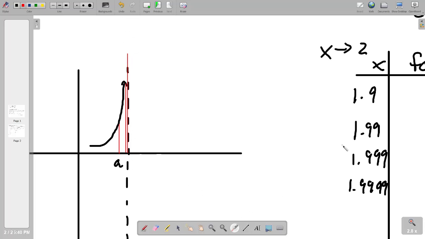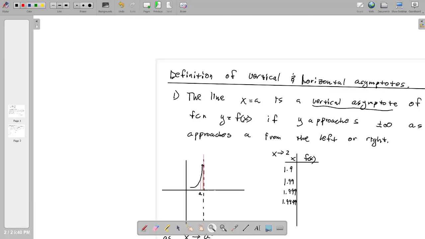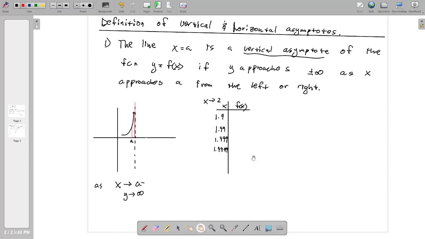But the point is, as x gets closer and closer to this a value, these y values are increasing without bound, meaning that they are increasing up to infinity with no limit. But graphically, this is what it looks like when x is approaching a from the left, y is going to infinity. Now there's 3 other versions of vertical asymptotes, and I'll show you another one here.